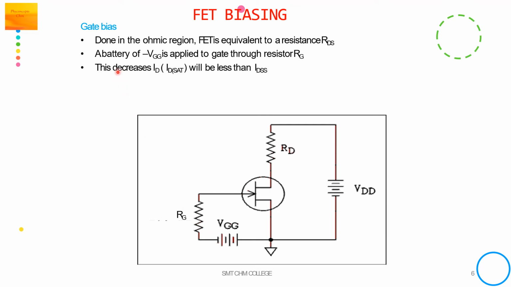So when you apply a negative voltage to the gate, this decreases the current from ID saturation, which we also denote as IDSS. So when you apply a negative voltage to the gate, the drain current decreases and it will be less than IDSS. And this will produce a voltage drop of ID times RD across the drain resistance. So we can write that as VD is equal to VDD minus ID RD.